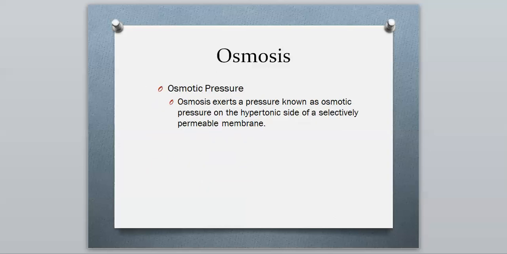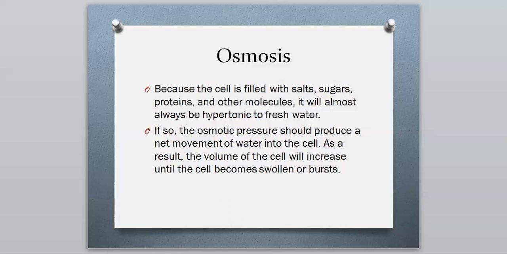And then osmosis causes pressure on the hypertonic side of the membrane, so there is going to be a little bit of pressure caused by this water. But the cell is filled with salt, sugars, and proteins and other molecules, and it will almost always be hypertonic to fresh water. And if so, the osmotic pressure should produce a net movement of water into the cell. As a result, the volume of the cell will increase until the cell becomes swollen or bursts. That would be kind of a bad situation, so we usually have things to control that.